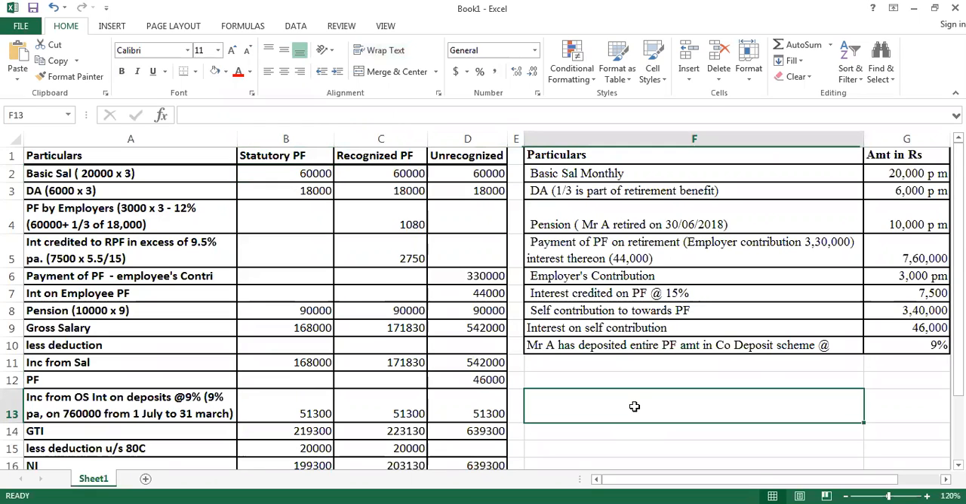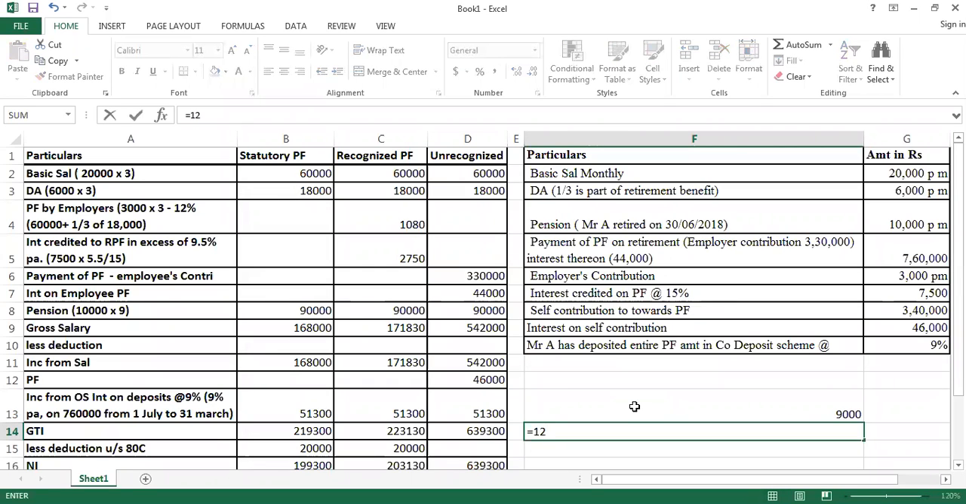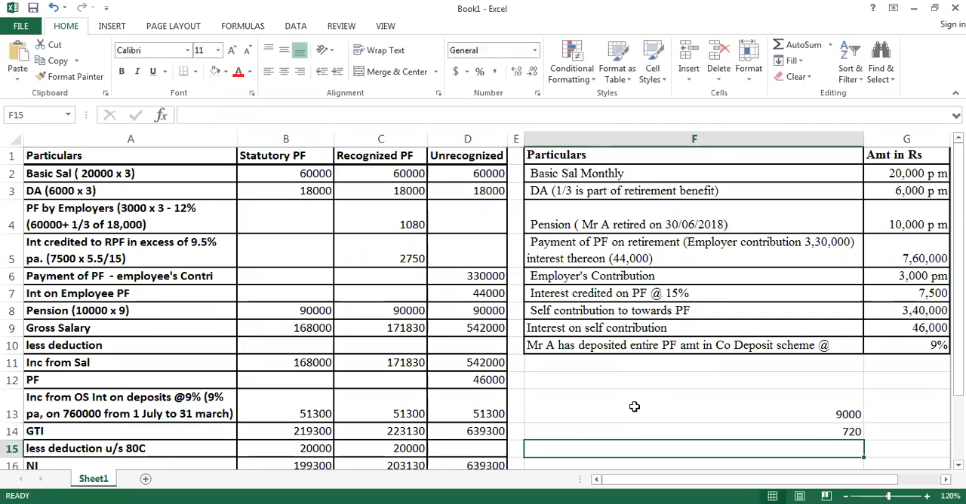To help you out with this calculation, I'm putting it here. It's going to be 3,000 into 3, that comes to 9,000 rupees, minus 12% of 60,000. I'll put 12% as 0.12 into 18,000 into 1 divided by 3. So I have to check this value.